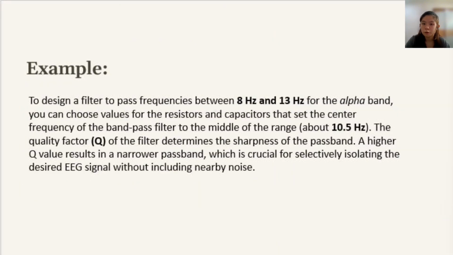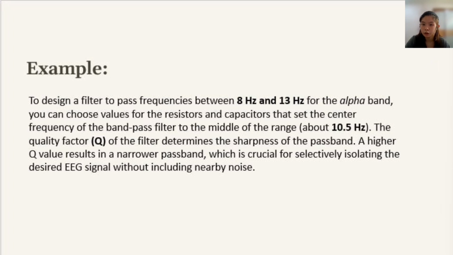For example, if you want to design a filter to pass frequencies between 8 Hz and 13 Hz for the alpha band, you can choose values for the resistor and capacitors that set the center frequency of the bandpass filter to the middle of the range, about 10.5 Hz.